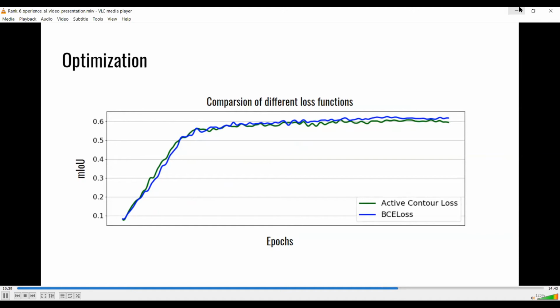However, dice loss is usually combined with other functions in some proportion. We tried to combine it with binary cross entropy loss and novel active control loss in a proportion of 0.7 to dice and 0.3 to the other function. In the plot, you can see the results. Standard BCE loss achieved 0.625, while the model with active control loss got 0.6 mean IoU, and therefore we chose binary cross entropy.